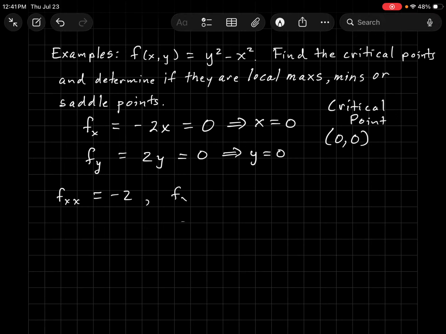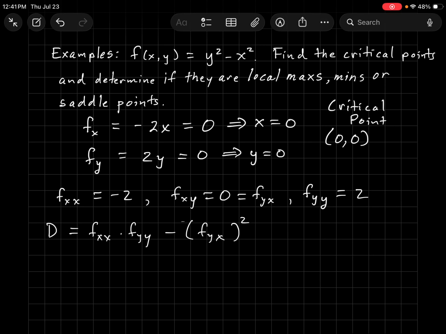Then we'll do f_xy. So x first, then y, equals 0. And of course, that'll be the same as f_yx. And then we want to do f with respect to y, then y again, and that's going to equal 2. So D being f_xx times f_yy minus f_yx (or xy, doesn't matter) squared equals negative 4 minus 0, which is negative. And since D is negative, (0, 0) must be a saddle point.